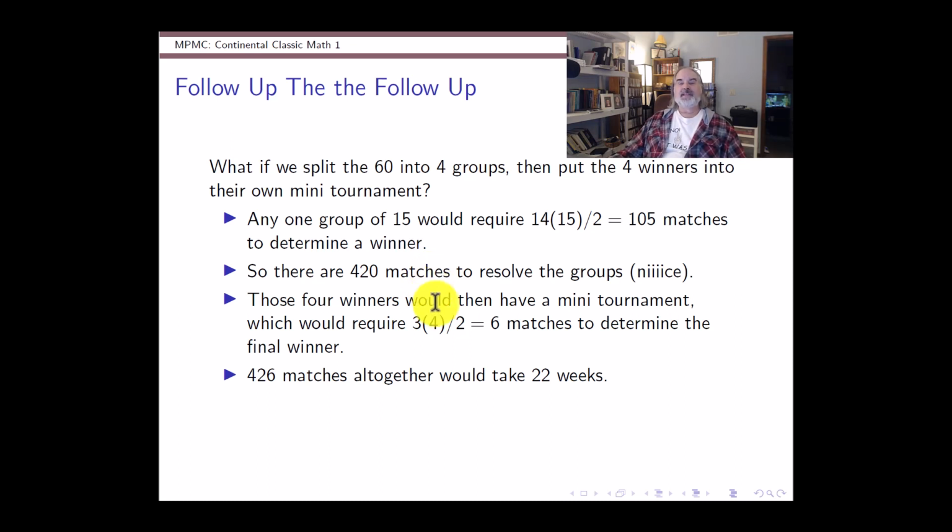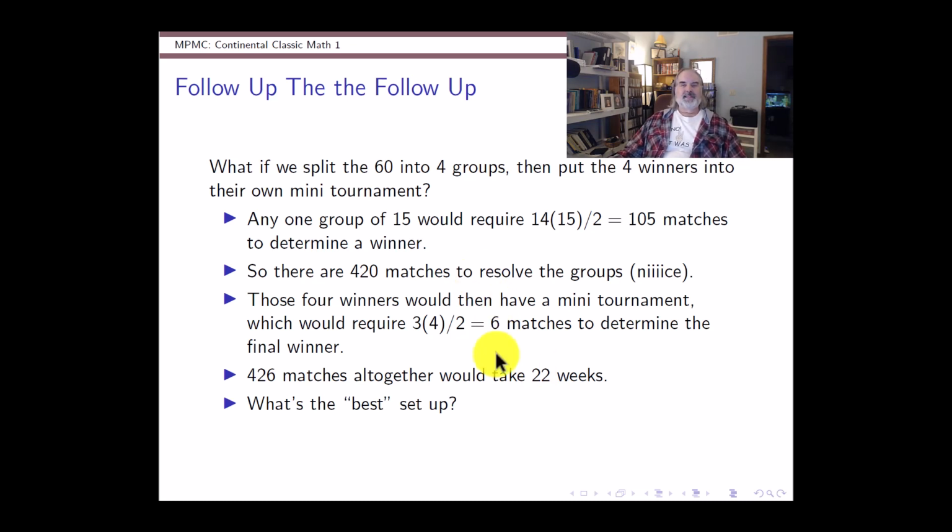The 4 winners then would only have a mini tournament. We know how to count how many matches that takes. That even wouldn't be tricky. You could just think that through. That's going to take 6 matches, or with 4 people in a little mini tournament, 3 times 4 divided by 2. 6 matches to get that final winner. So you got 420 to resolve the groups, 6 more to figure out the winners of the winners, 426 matches. And that would take about 22 weeks of television.